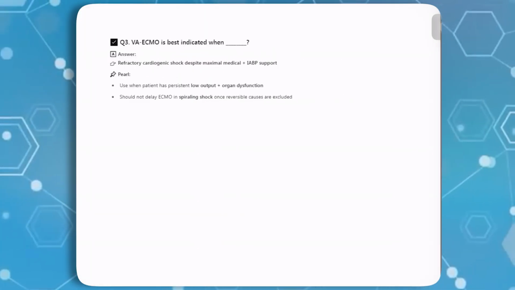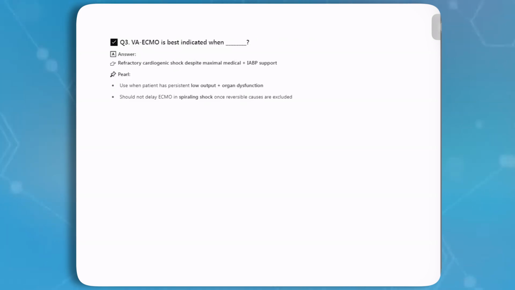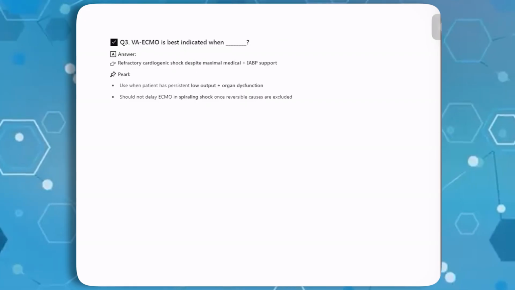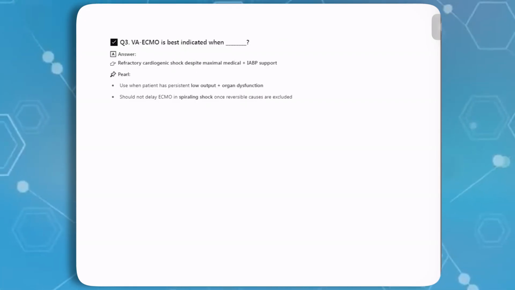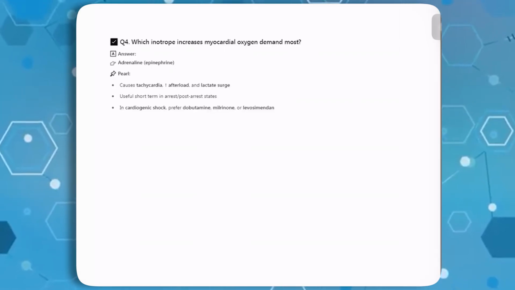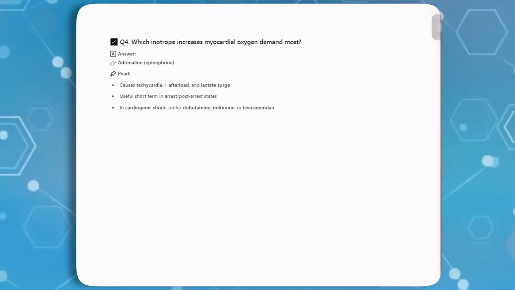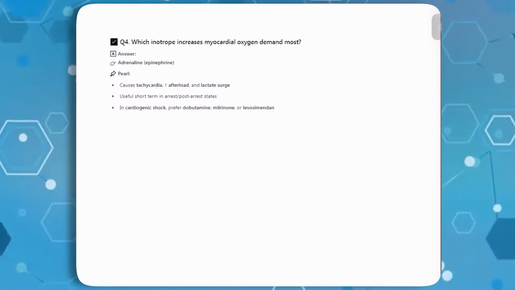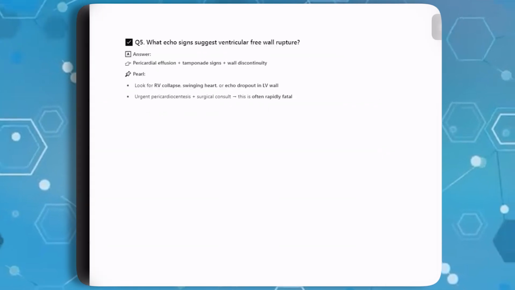A VA ECMO is best indicated in refractory cardiogenic shock despite maximum IABP support. Use it when the patient has low cardiac output and organ dysfunction. Should not delay ECMO ever. The inotrope that increases myocardial oxygen demand the most is epinephrine. It causes tachycardia, increases afterload, and there is a lactate surge. Useful short term in a post-arrest situation, but not for continuous treatment. In cardiogenic shock, always prefer dobutamine, milrinone, or levosimendan.